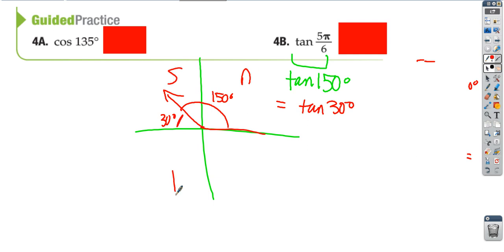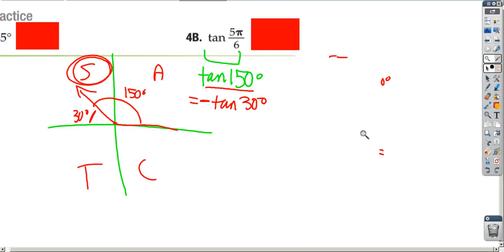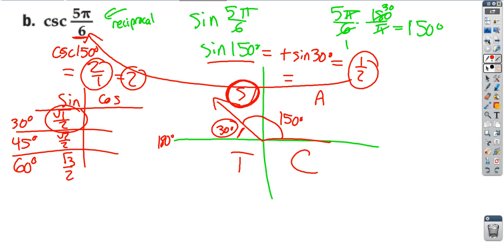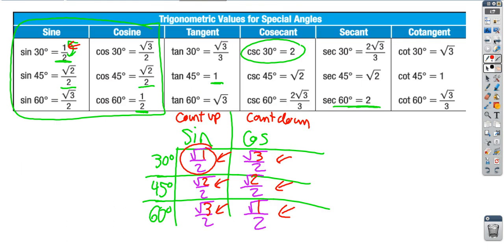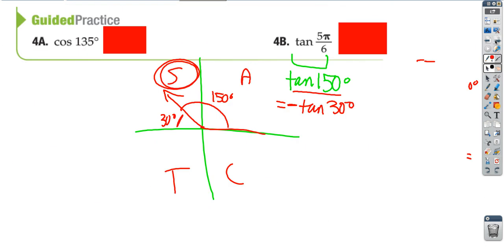All Students Take Calculus. The students means that only sine is positive. So that means the tangent of this angle, because it's in the second quadrant, will be negative. So the negative tan of 30. You could memorize the table, which is right here. You could memorize this tangent one right here. Tangent of 30, you can see up there. Or if you don't want to memorize that, you can learn it this way.